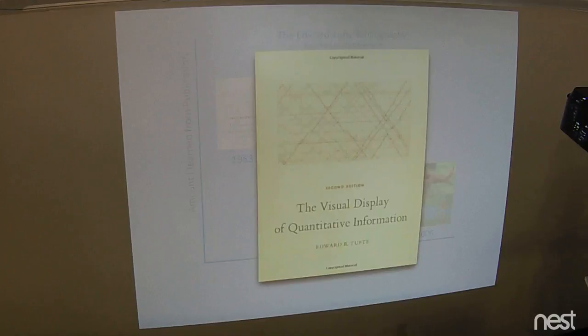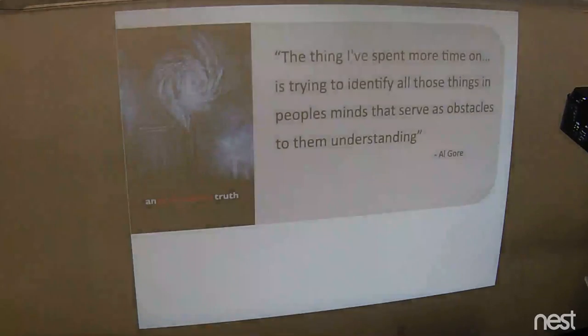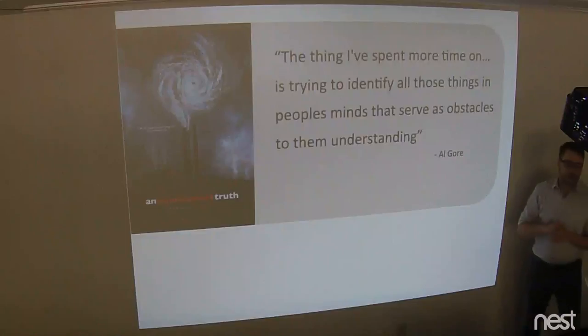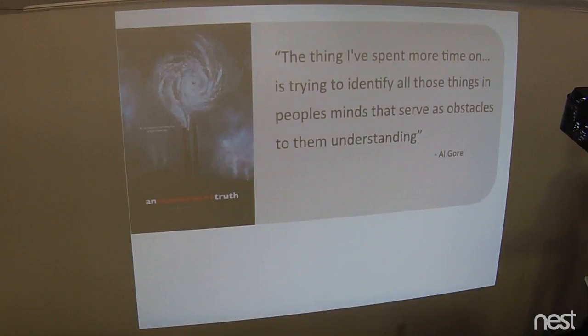Okay, so storytelling with data. I like this quote from Al Gore: the thing I spent more time on is trying to identify the things that serve as obstacles to people understanding what you're talking about. Paraphrase, because I think that's what really bites people in the rear when it comes to effective visualization of data. It's the same thing with effective storytelling. It's probably the same thing that's wrong with this talk: when you have things that are all mixed up, it becomes hard to convey an overarching story, an overarching narrative.